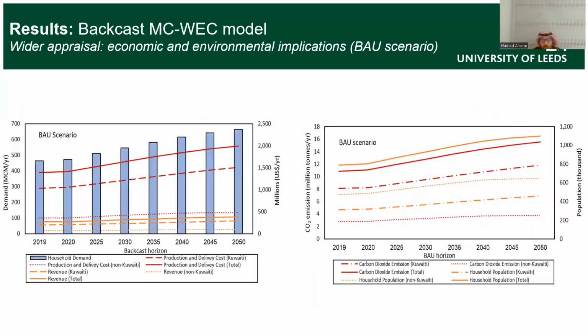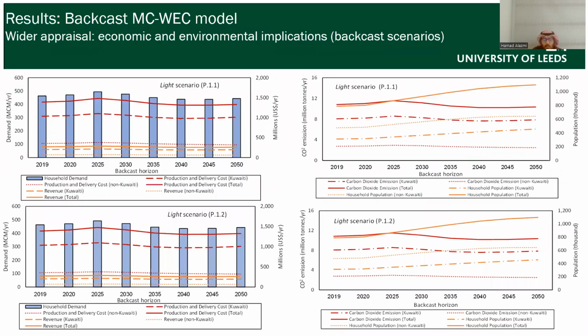In terms of the wider appraisal, in the business as usual scenario, water production has dramatically increased, and the gap between the production cost and revenue has increased as well. In environmental implication, the carbon emissions have increased dramatically to reach 1,000 million tons in 2050. For the backcasting scenarios and the first target, the production cost and revenue have been kept with no increase or decrease, as well as the carbon.